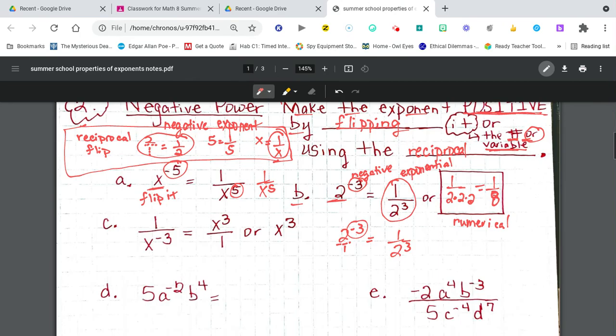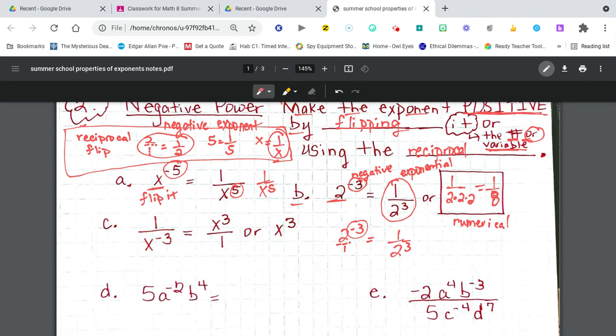You can also flip the other way. If you see 1 over x to the negative third power, it has a negative exponent. But if I flip 1 over x, it becomes x over 1, which is just x. But instead of keeping the negative 3, I put a positive 3 on it. Whenever you flip it, you change your exponent to positive. So I just flip these two.